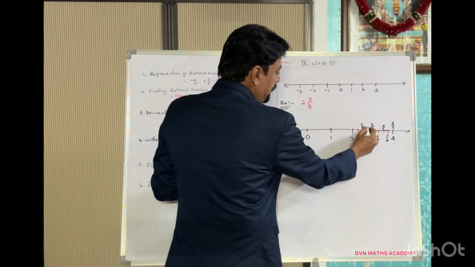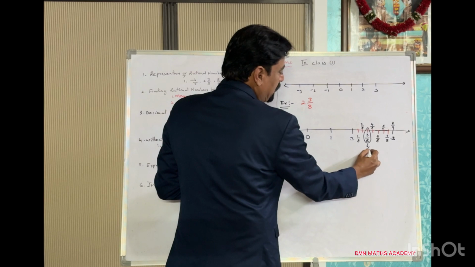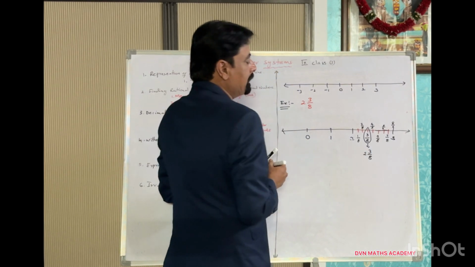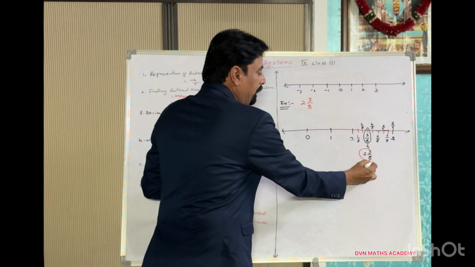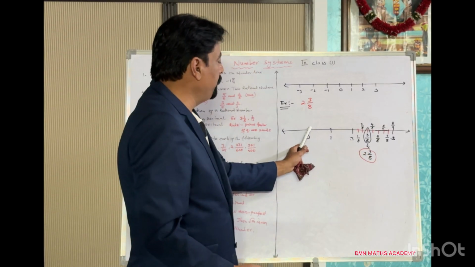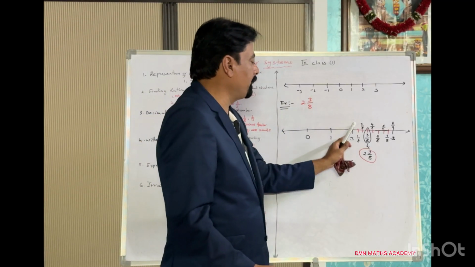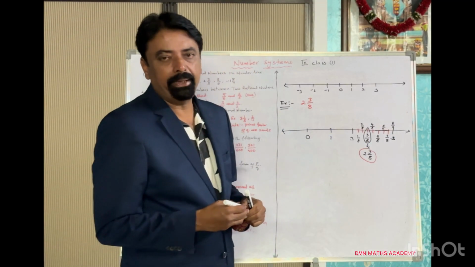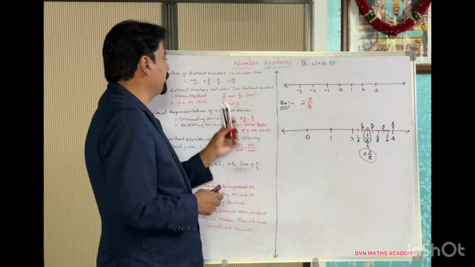Where is 3 by 8? This is 3 by 8. So this is the location of 2 3 by 8 on my number line, because it is a positive number. It will be after 0. Here 2 3 by 8 is there. This rational number will be after 2 on my number line. So this is the location of 2 3 by 8 on the number line.